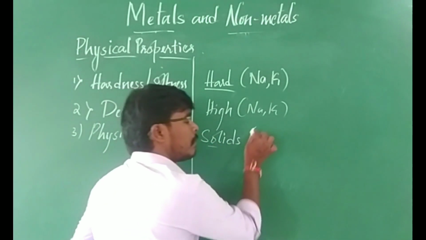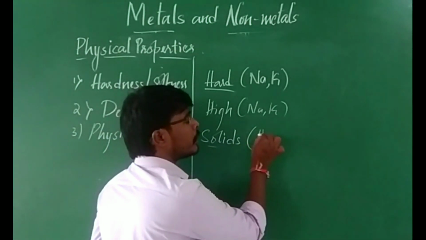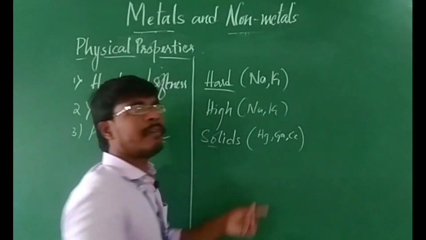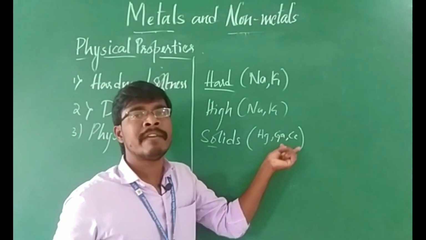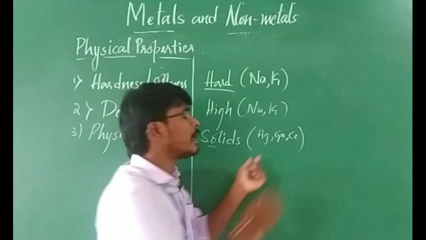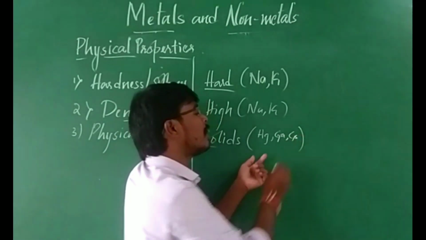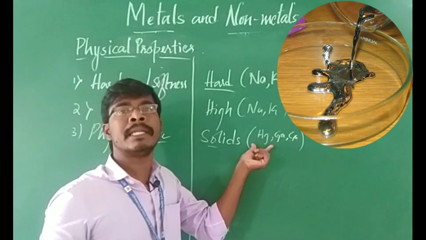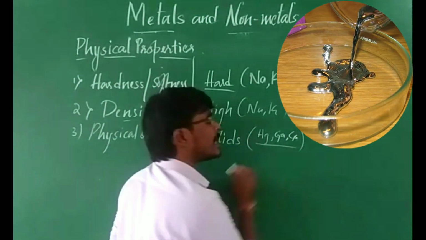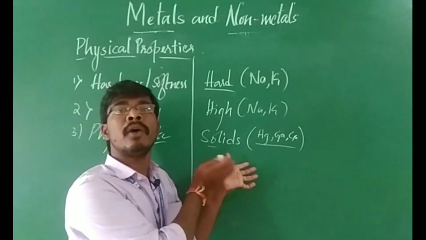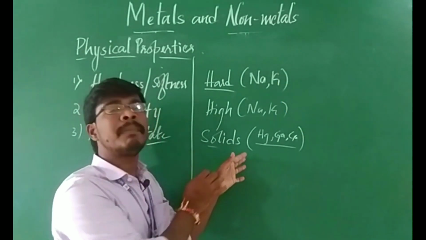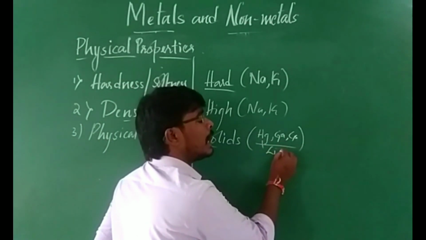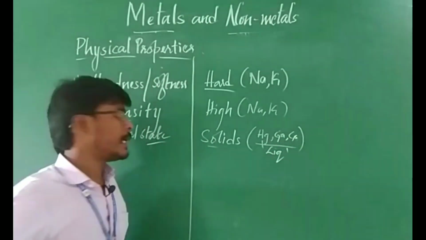Okay, and some exceptional cases like mercury, gallium and cesium. Cesium and gallium, when they cross about 25 degrees Celsius, will become liquid. And mercury, Hg, is always liquid at room temperature. So these three are the exceptional cases, and all the remaining metals are completely solids in nature. Mercury, gallium and cesium will be in liquid state.